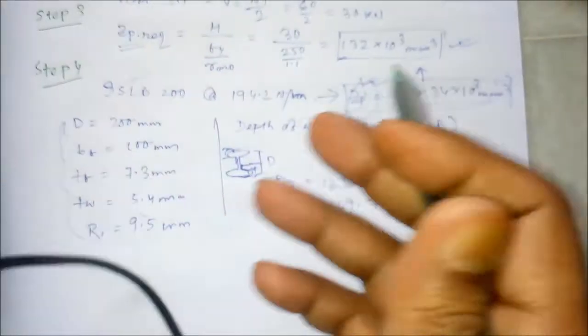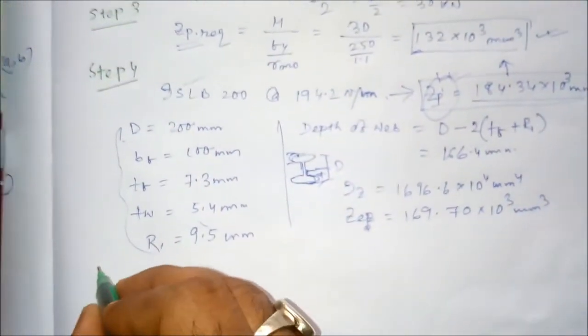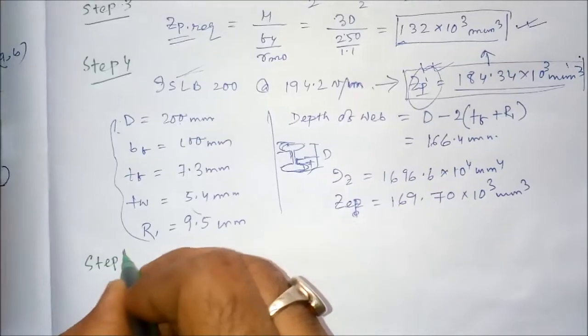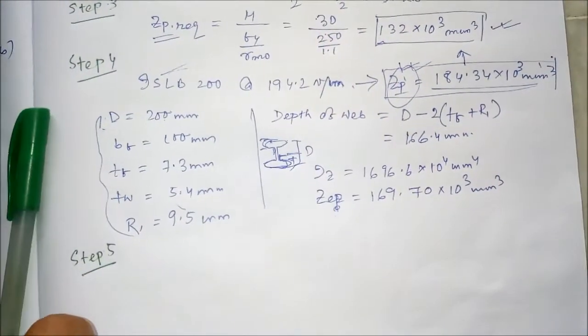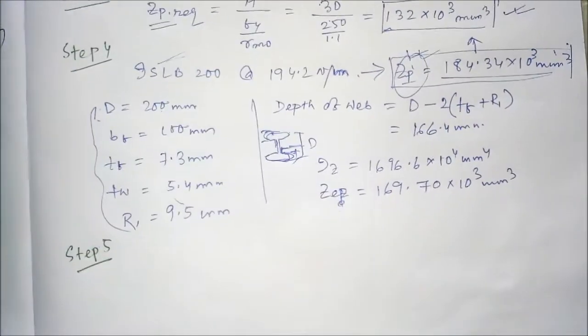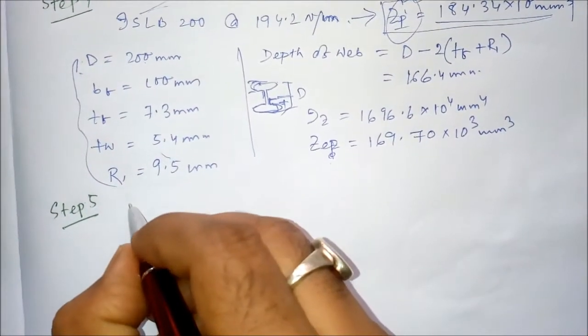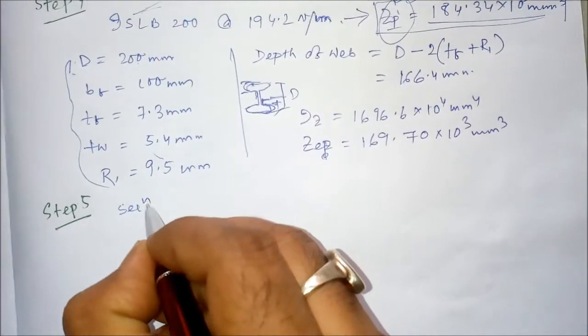In step number 5, what we can do is classify the section. What will be the section classification?